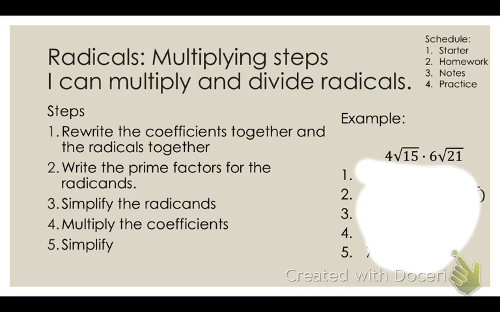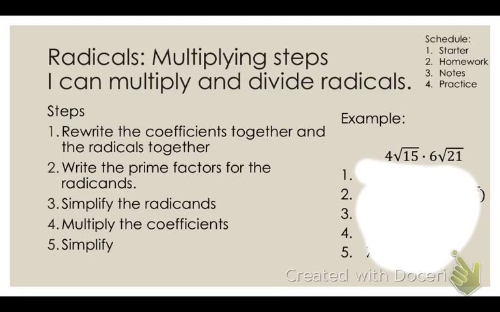working through radicals. First, we're going to rewrite the coefficients together and then our radicals together. And that's essentially using the associative property of multiplication and commutative property of multiplication. Then step 2, we write the prime factors for the radicands. Remember, the radicands are our numbers underneath the radical symbol. We simplify the radicands, we multiply the coefficients, and then finally we simplify.